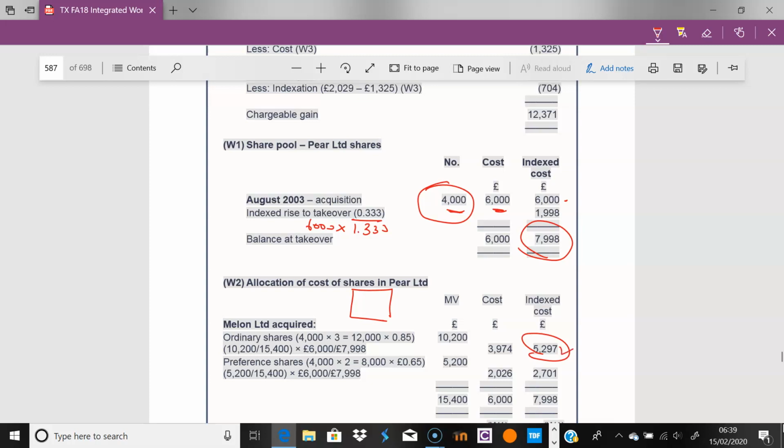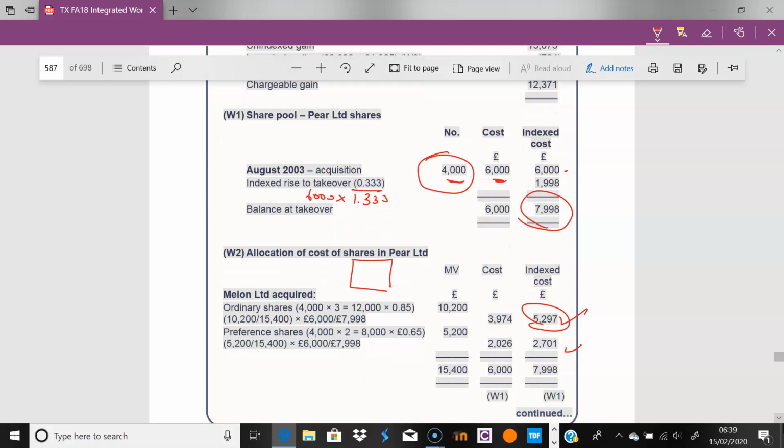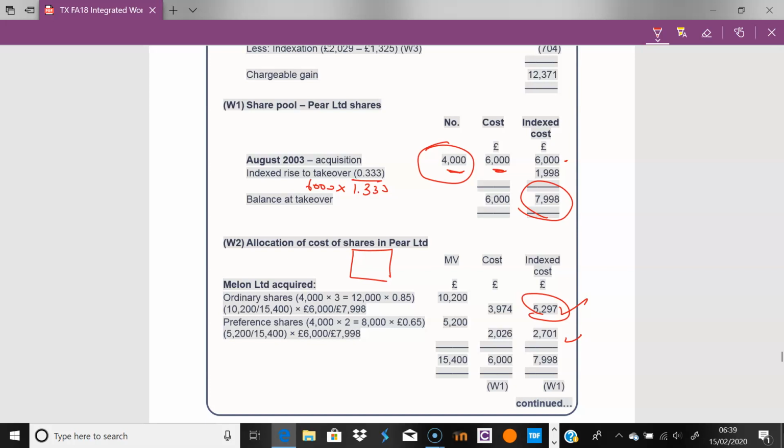So 5297, that would have been the base cost now, the new index cost there, and then you had the 2701. Now in terms of layout, you can see that what they've also done is to literally split the cost, the initial cost, in exactly the same proportion, so that we can then keep on seeing what the indexed gain is. But if you're doing this in section A, you're not going to spend time laying it out like this. You want to understand exactly what's going on. You want to move quickly. So the key point is your argument is literally what is the value of that indexed amount.